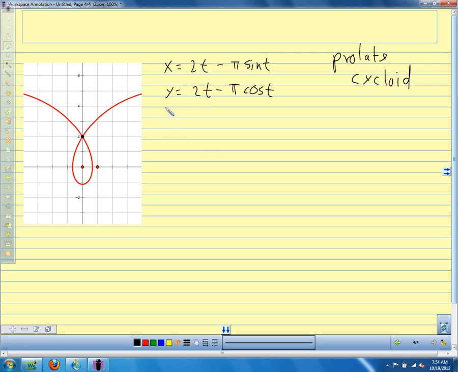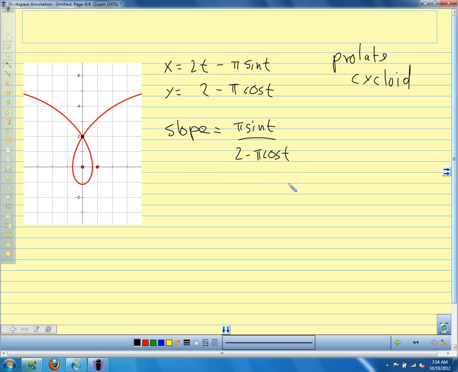So dy/dx, our slope, equals dy/dt over dx/dt. So we end up with pi sine t over 2 minus pi cosine t. Did I write my equations incorrectly? Y should be, this is just 2. Sorry, that's just a 2. The t is not in the equation for y.